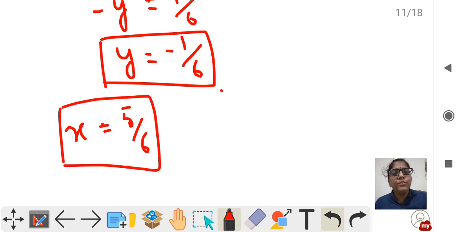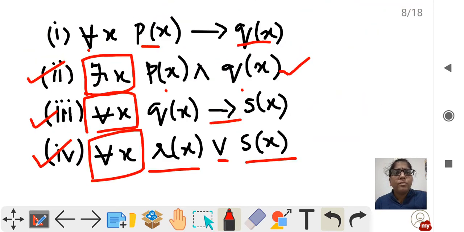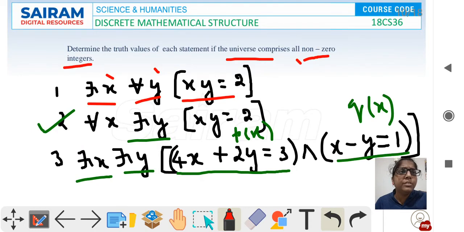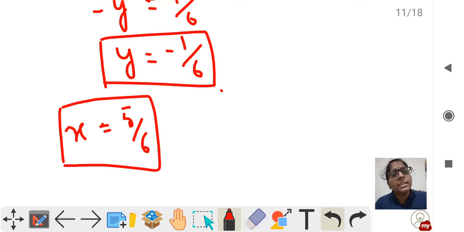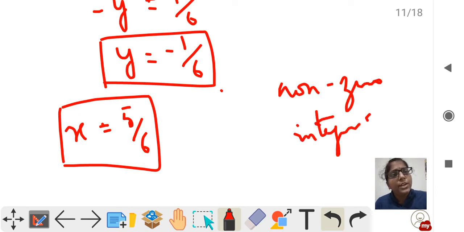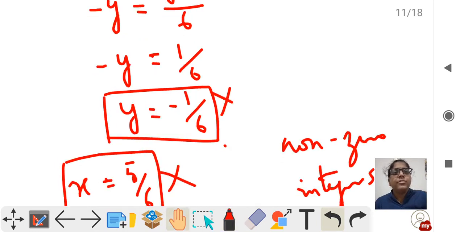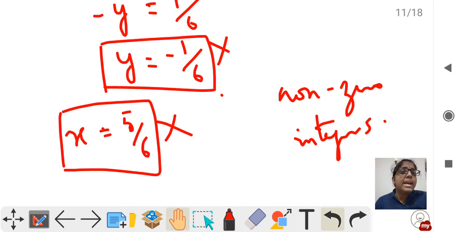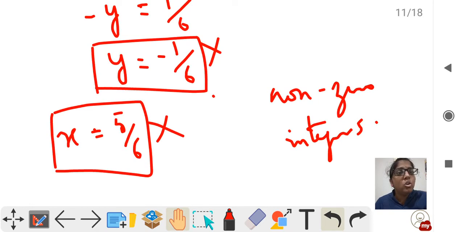But look at the universe set. What is given in the universe? The universe comprises all non-zero integers. So you have to take only x and y values from non-zero integers. So it must be an integer, right? Here you see it is not an integer. Minus 1 by 6 is not an integer, and 5 by 6 is not an integer. So there is no x and y that exist for these two equations such that they become integers. Since these are not integers, the given statement is a false statement.